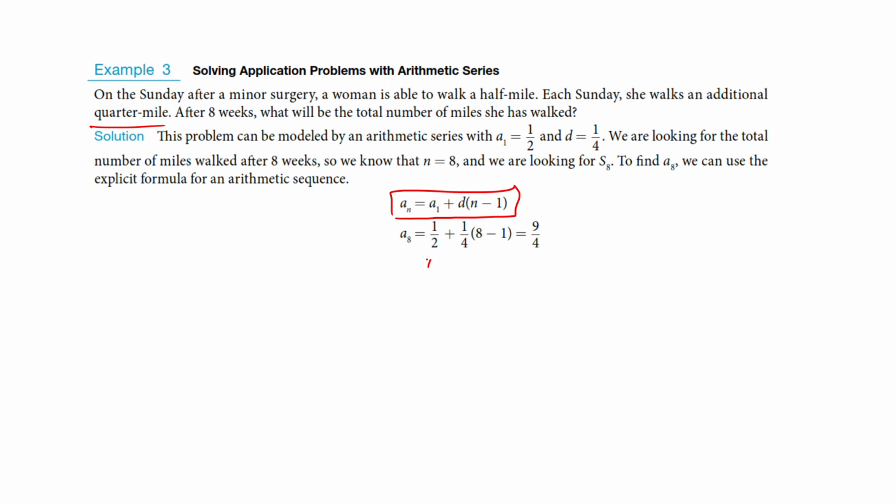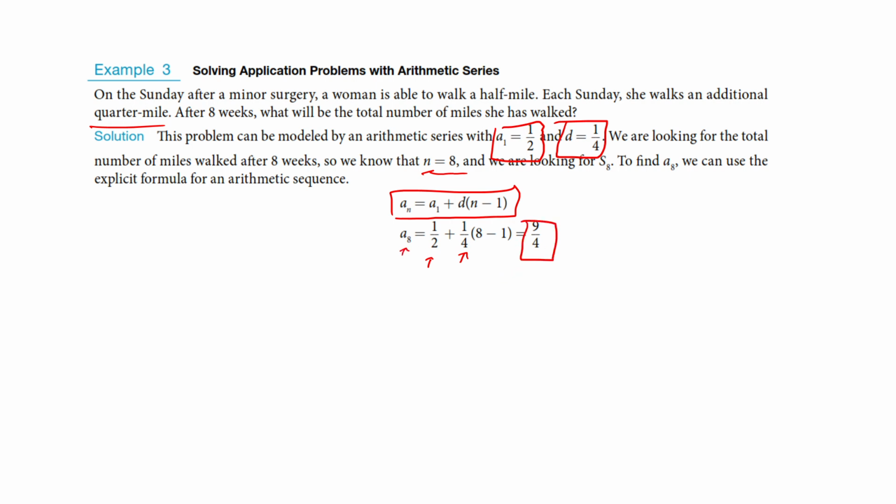So she starts with this. She adds an additional quarter mile each week. Now, we know A1 is 1/2 because that's what she does before she keeps adding the quarter mile. So that's our initial. We know our difference is a quarter mile. They told us that. So let's find the 8th iteration in the sequence. So 1/2 plus 1/4 times the 8th, it's after week 8 minus 1. So just doing our arithmetic definition formula, and we crunch that down, and A8 is 9/4.